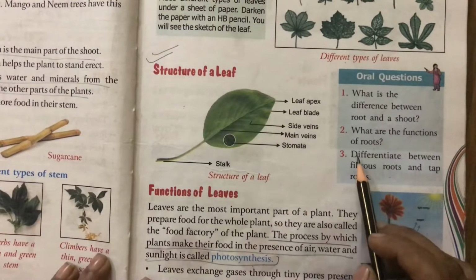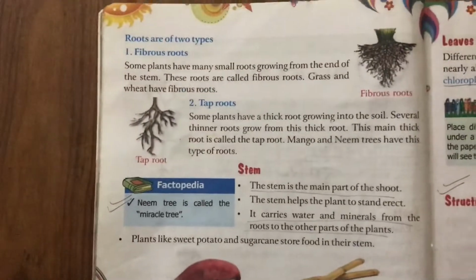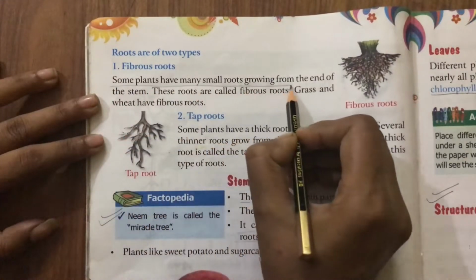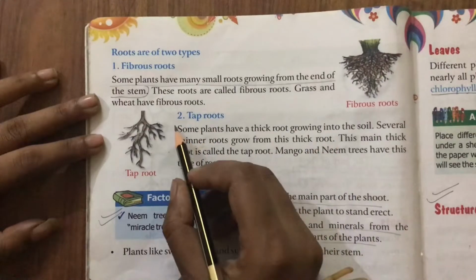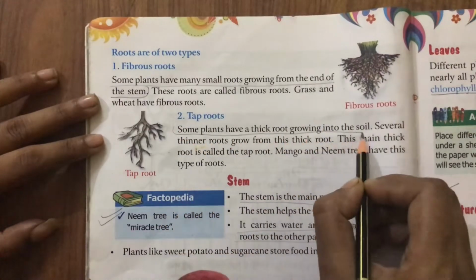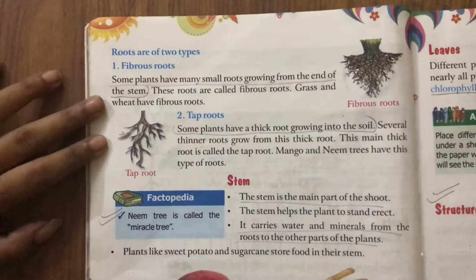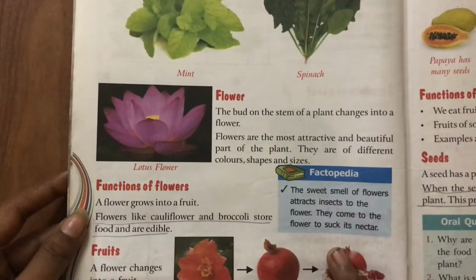Okay. Differentiate between fibrous root and tap root. It is given here children. Just underline it. Some plants have many small roots growing from the end of the stem. They are called fibrous roots. And some plants have a thick root growing into the soil and they are called taproot. Okay. Now, as I have told you, you have to study Factopedia also.